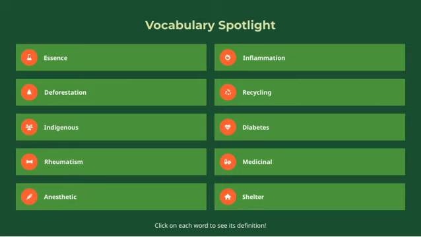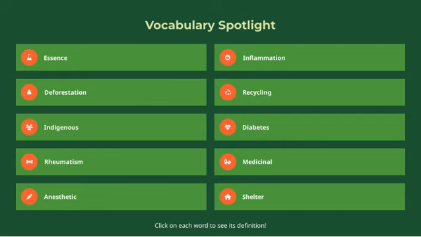All right, let's take a closer look at some important vocabulary that ties into our overall theme. First, we have essence. This refers to the core nature or most important quality of something. Understanding the essence helps us get to the heart of complex issues. Next is inflammation, which is a biological response to injury or infection, something that can cause discomfort but also plays a role in healing.